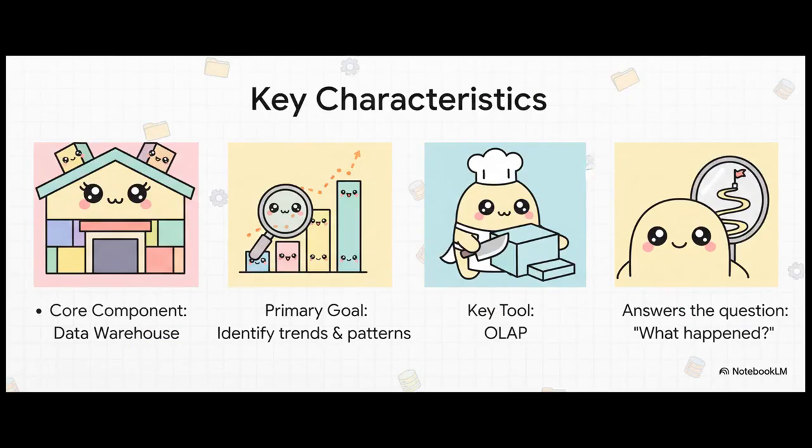Okay, now this slide is super important. Get ready to take some notes, because these are the key words that are going to get you those marks. The core of this system is a data warehouse. Think of it like a giant library for all your past data. You use a key tool called OLAP to slice and dice that data, kind of like a digital microscope, to spot trends. And the one question it always answers is, what happened?